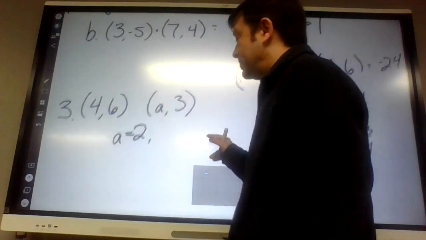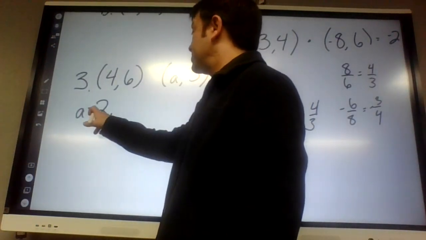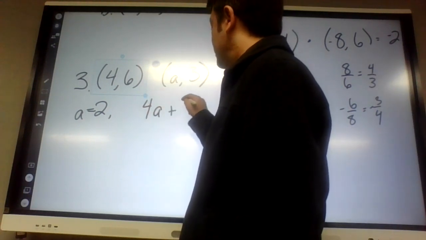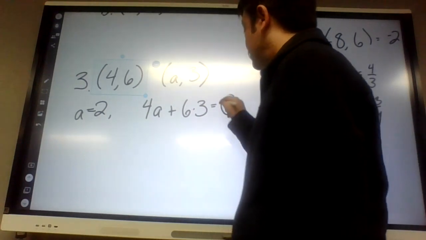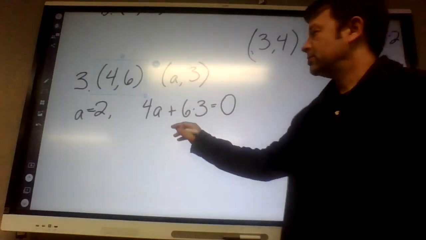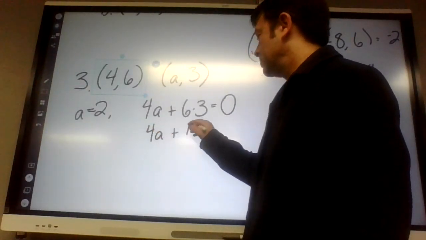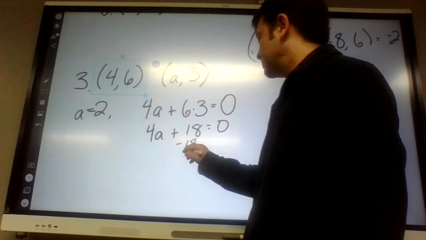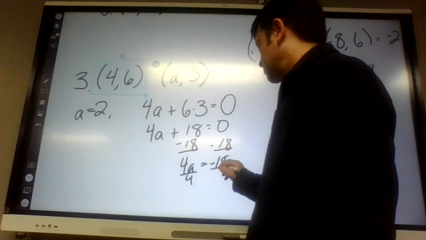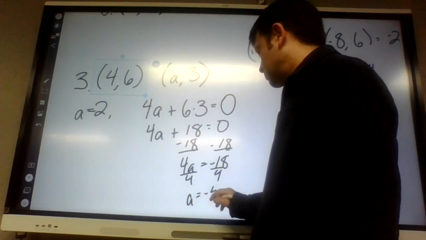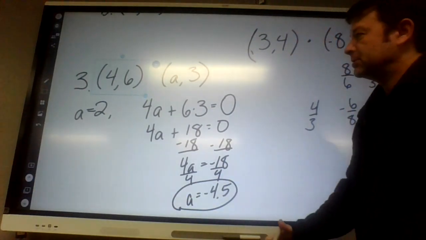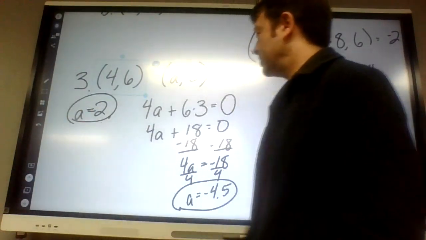Perpendicular. So for perpendicular, we need to set up a little equation. We need the dot product to equal 0. So 4 times A plus 6 times 3 needs to equal 0. So do a little basic algebra here. So that's the perpendicular A.